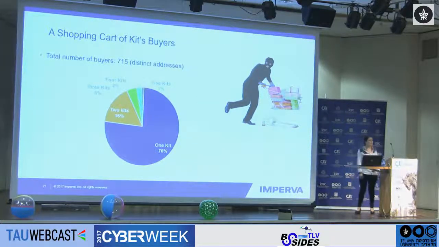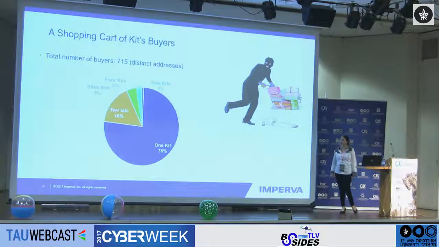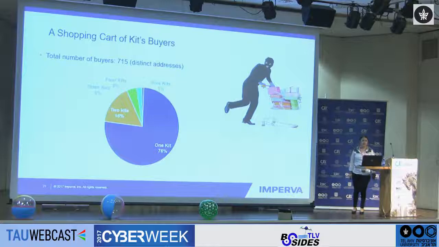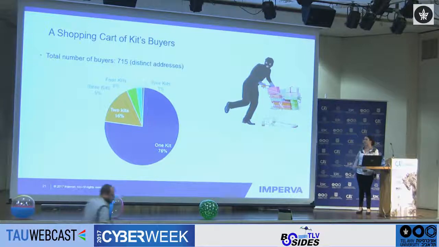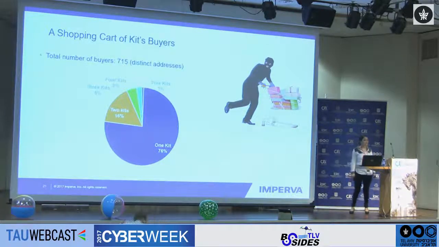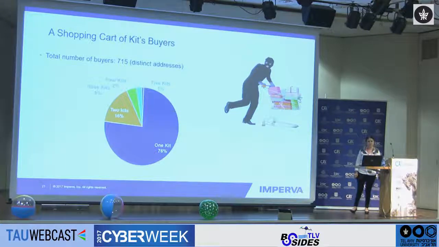The following is a statistical analysis of the kit buyers. From the analyzed kits, we extracted 715 distinct buyers. 16% of buyers purchased two different kits. It covers 24% of all kits. 5% of buyers appear in 3 different kits. It represents 9% of all kits. We noticed that a quarter of phishers use several phishing kits, most likely to maximize their potential profit.